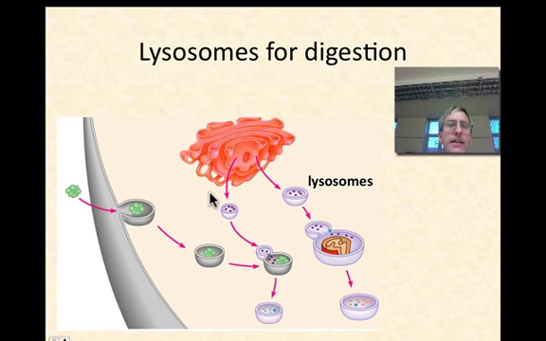Digestion, lysosomes. Food molecules are coming in, they're packaged up into these little vesicles, and eventually these vesicles are going to fuse with something called a lysosome. The prefix lys means to cut, and lysosomes are actually going to cut or digest food molecules a little bit further for use by the cell.